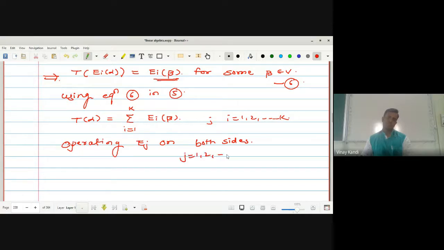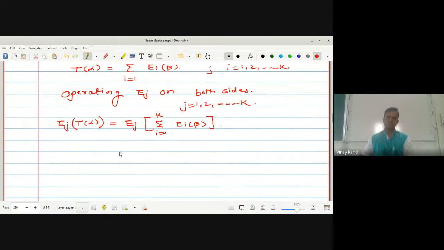J running from 1 up to some K. So what we get: E_j of T of alpha is equal to E_j of the summation, i running from 1 to K, of E_i of beta. Now E_j is the projection on V, that means it is a linear operator. So this is the sum, i running from 1 to K, of E_j into E_i of beta, since E_j is linear. Any doubt?